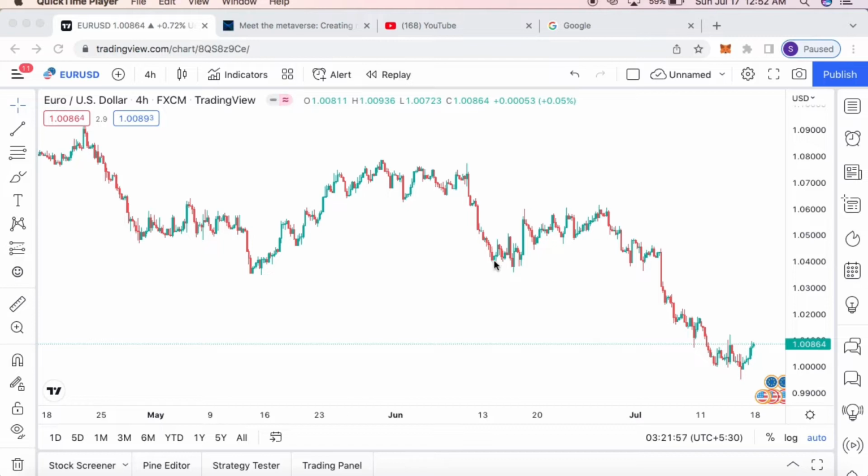So when we are starting up as traders, we tend to look for multiple strategies. We tend to try out very many strategies and indicators to try and make money in the forex market, and in most cases we fail. So 90% of retail traders fail in the market just because they don't have the right tools and the right knowledge to trade in the market.